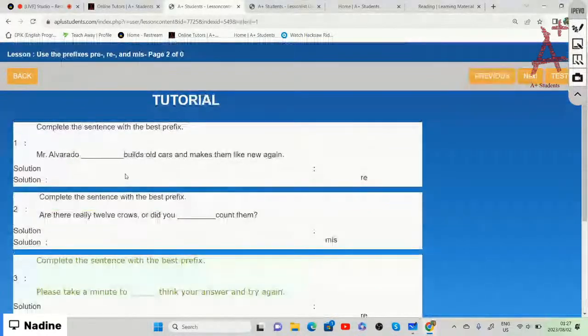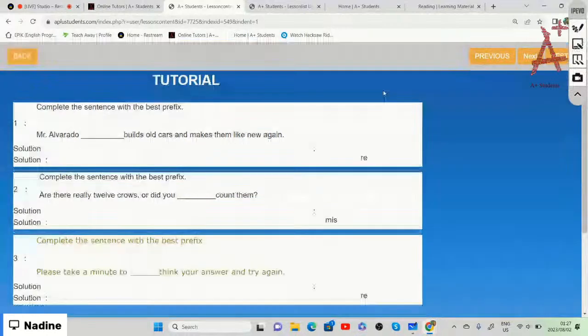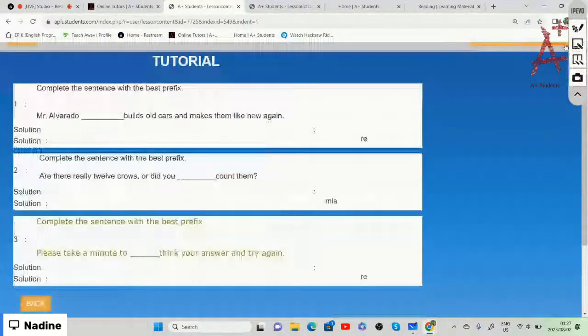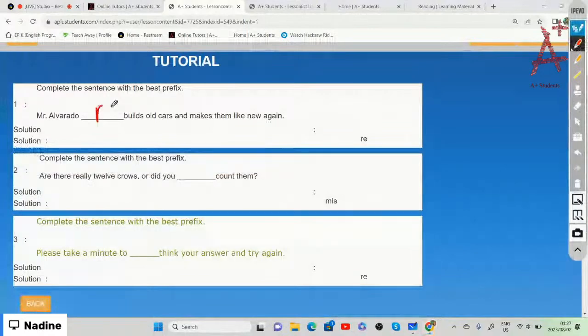All right. Mr. Alvarado builds old cars and makes them like new again, right? If we hear the word again, then we are going to choose the word: he rebuilds old cars, right? So he builds it again. So Mr. Alvarado builds old cars again and makes them like new again. The older cars he takes, builds, gives a nice polish, and then it looks new again.